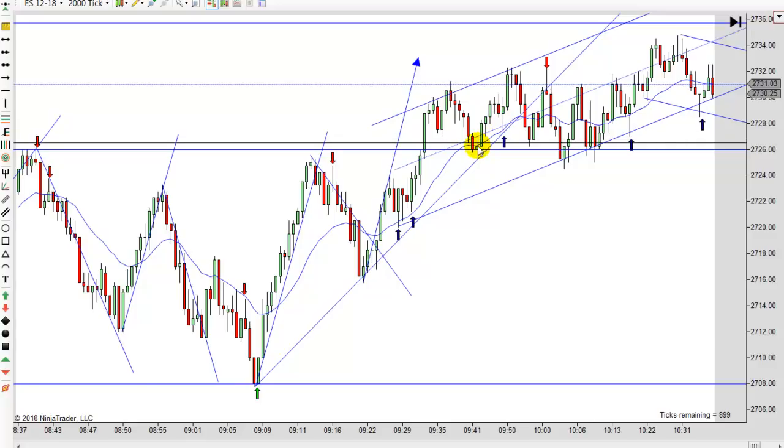Not a good enough setup really to be thinking long. There's a higher low here though, and look how it is bouncing off that key entry point. Of course this one does too, but here's your second entry. I like that one.